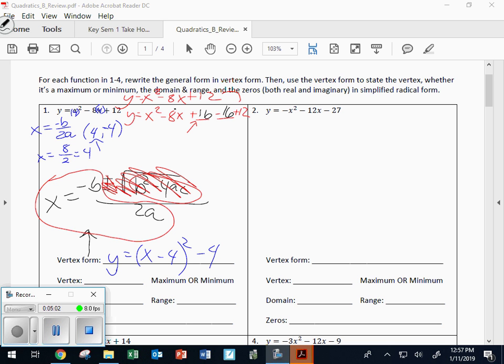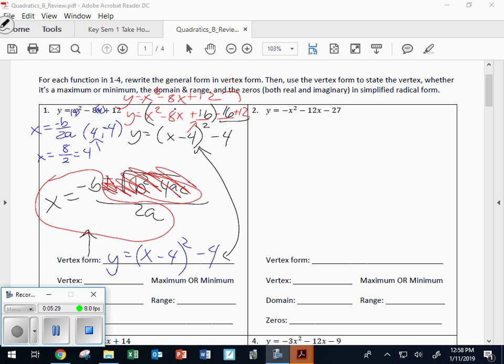Okay, now this part factors, and if you can factor it, you should. So you go y equals x minus 4 times x minus 4, but I'll just say squared. And then this part goes together and makes minus 4. And look at that, it's the same thing I had before. I have to say, I think completing the square is pretty slick. It gets you an answer pretty quick.